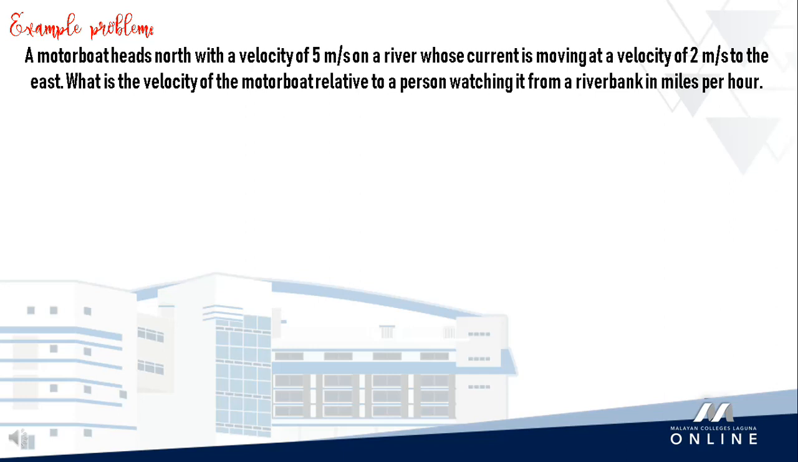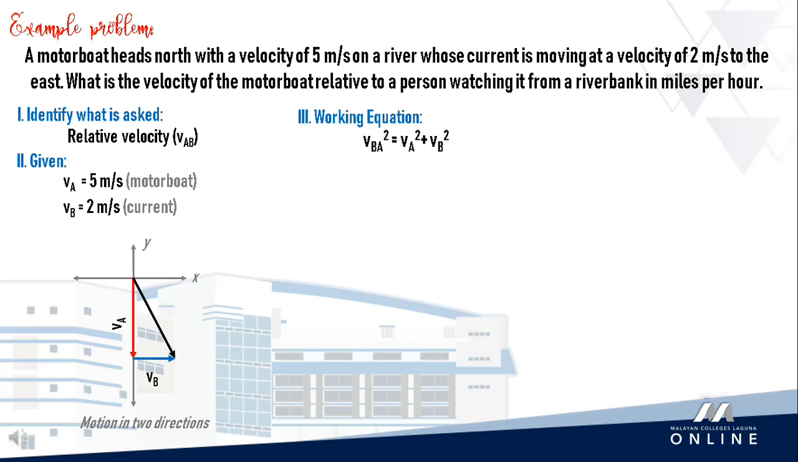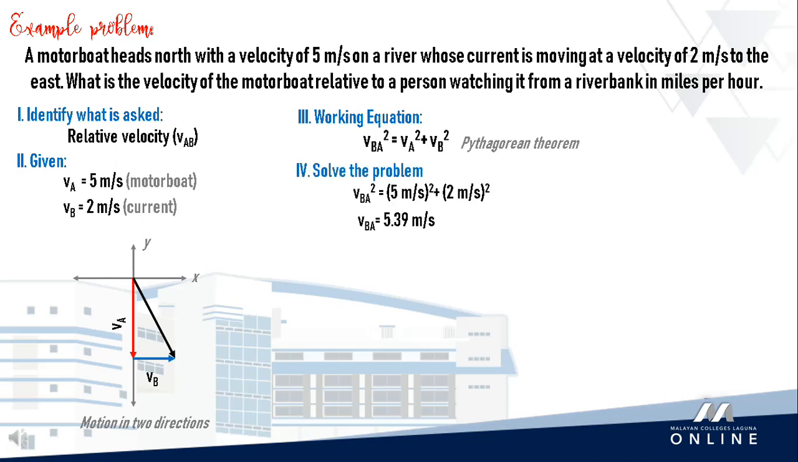Let us analyze this problem. We are asked to calculate the relative velocity, which we represent as V sub AB, of the motorboat, which is our object A, affected by the current, which is our object B, with respect to the person watching it from the riverbank. A quick look at the direction would tell us that this is relative motion in two directions. Therefore, we will use the Pythagorean theorem to find the relative velocity. Substituting the values and performing the operations, our final answer is 5.39 meters per second.